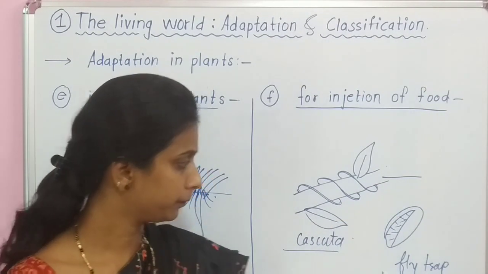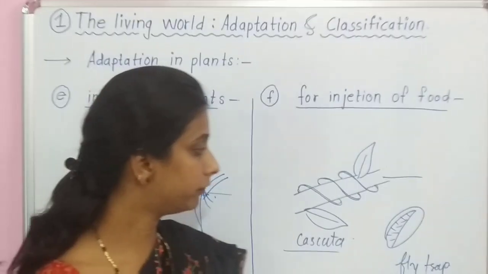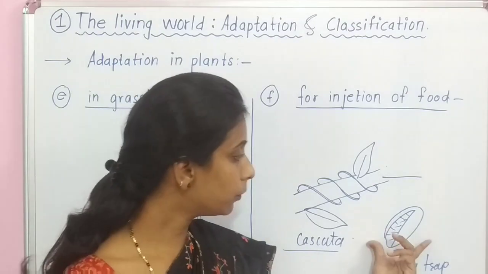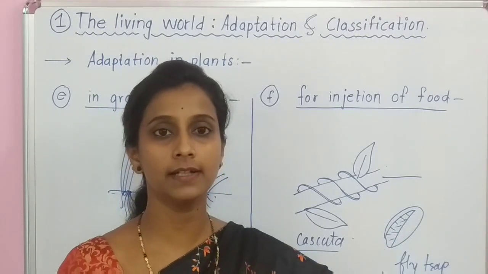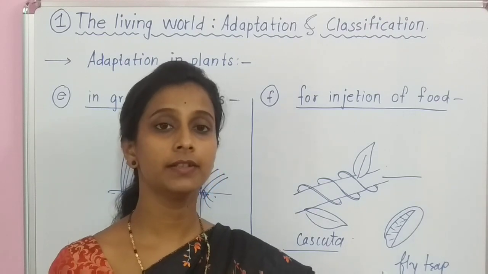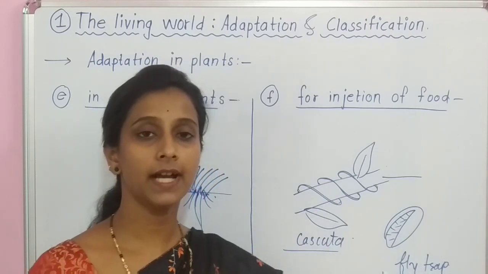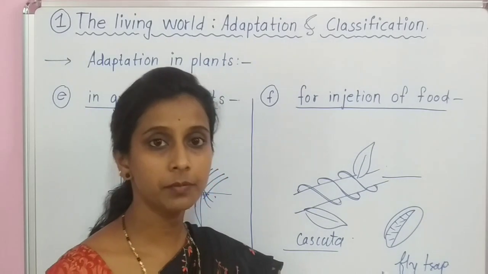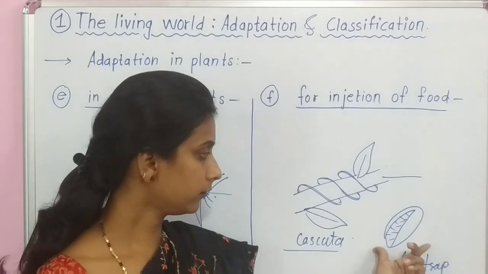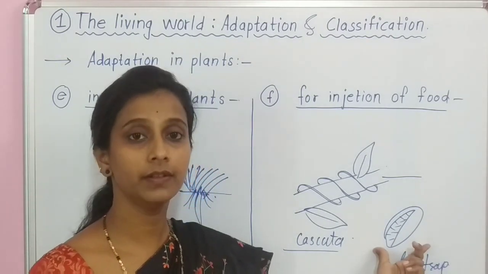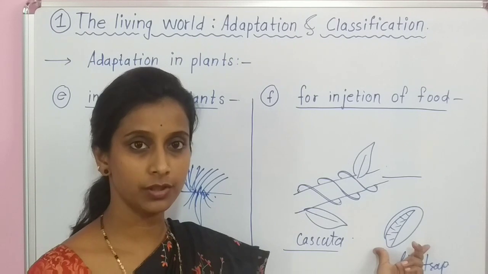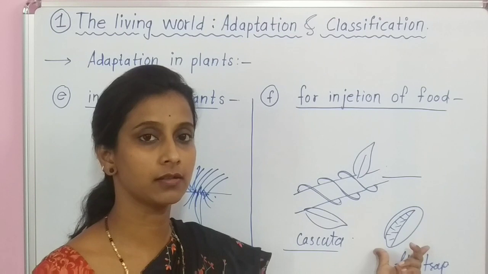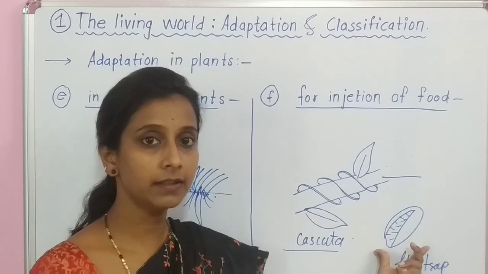Now the next example is fly trap. This is the name of the plant, fly trap. Generally we know that plants need phosphorus, nitrogen, potassium for their growth. So this fly trap plant has an absence of nitrogen. They are not producing nitrogen. So for getting nitrogen, they depend upon insects, upon flies.